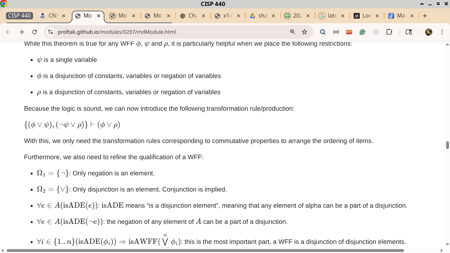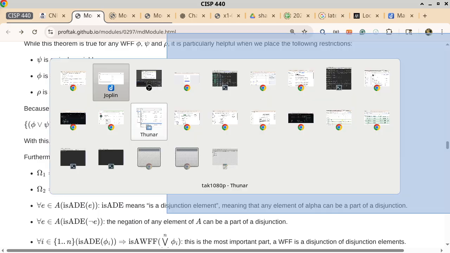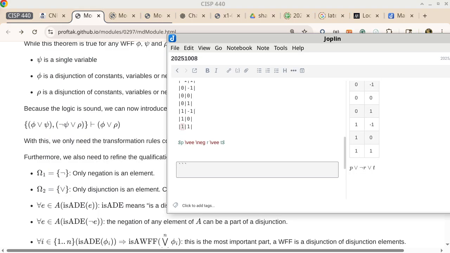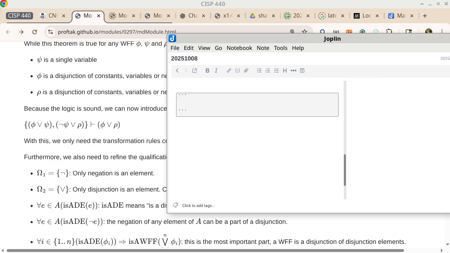All right, so let's give it a try. We are going to give resolution a try and ask, what do we mean by that? So we'll switch back to Joplin, because this is just a quicker way for me to type Boolean expressions.